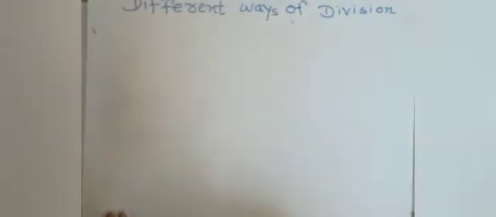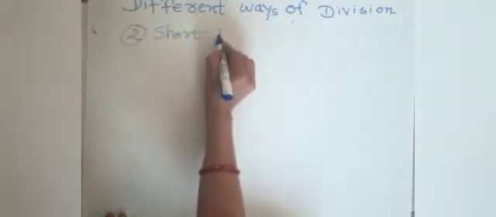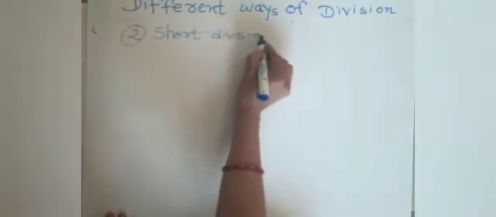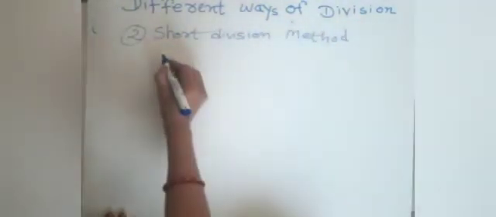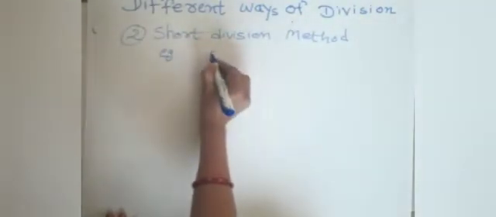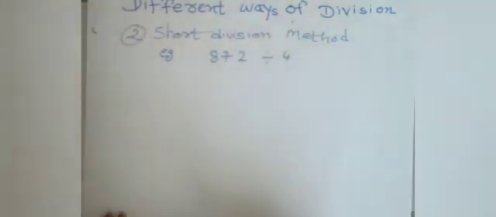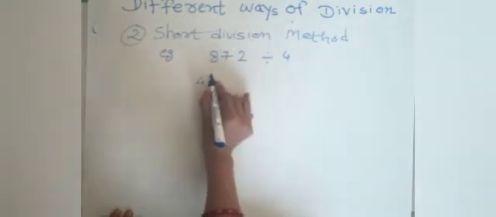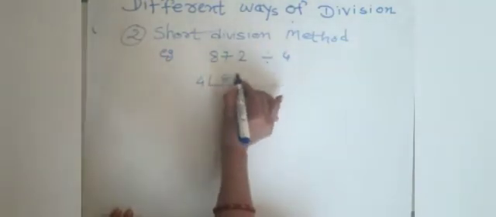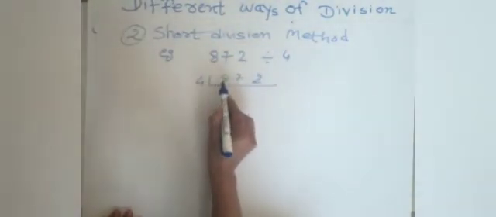It is the short division method. For example, 872 divided by 4. Let us start. Write 4 here and write 872 in this way. Now start dividing the number.